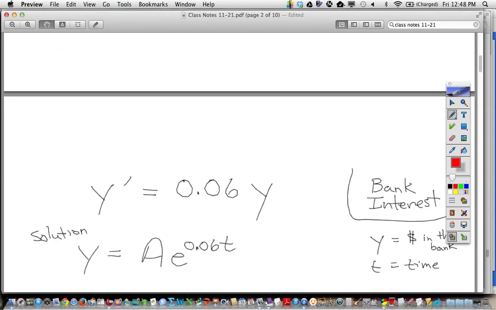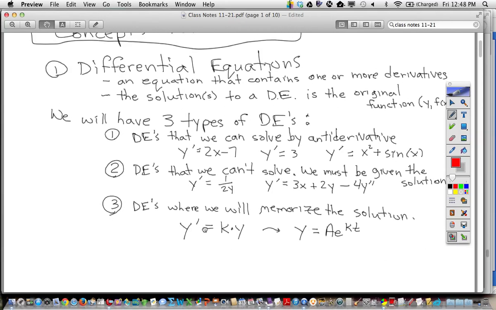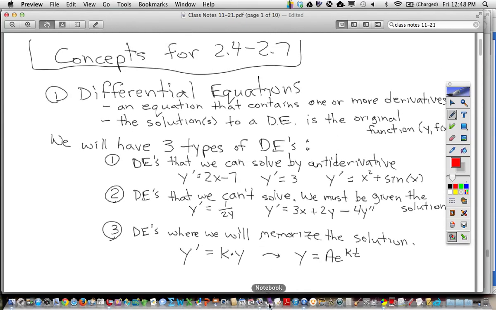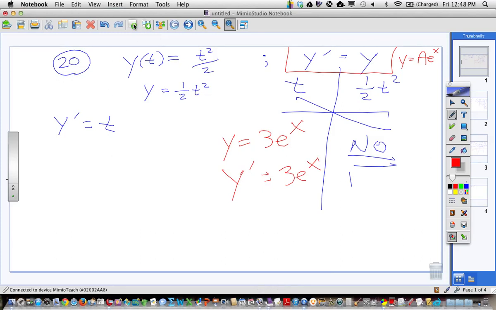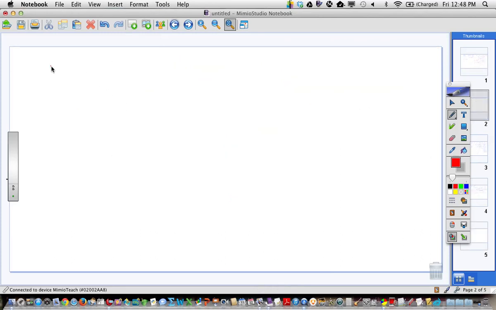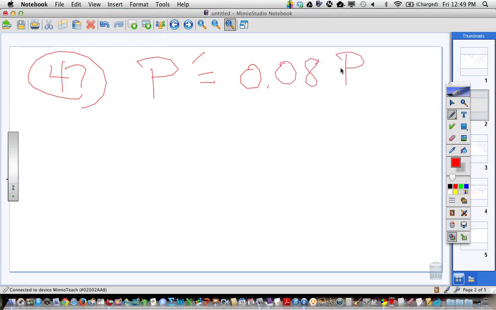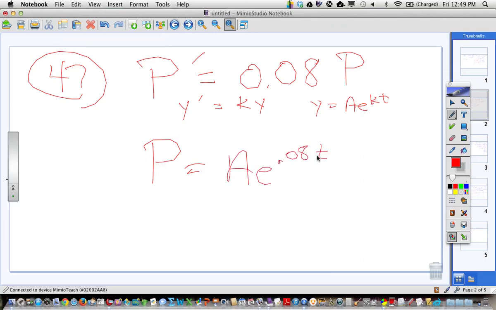Okay, let's look at, was it 47, 48? Well, 43, yes, I want to do 43 also. But what was the one with the 47? Now, I gave you that equation, right? The problem said p prime equals 0.08 p, right? Well, that's the same as y prime equals ky, right? And the solution to y prime equals ky is y equals a e to the kt. So this should be p equals a e to the 0.08 t, right?